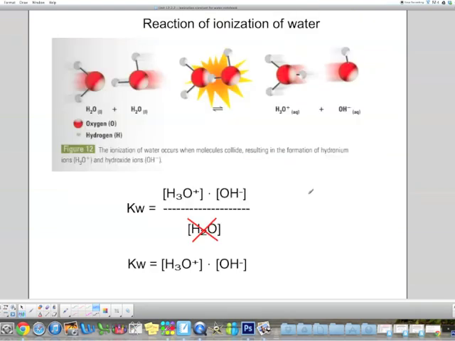Now, I was telling you before that water actually dissociates to form H plus and OH minus, or H3O plus and OH minus. How does this work? Well, I have two molecules of water that collide together, and one of them will lose an H plus, which will go and attach itself to this molecule, forming the H3O plus ion, and what am I left with? An OH minus ion. So that's as simple as that.